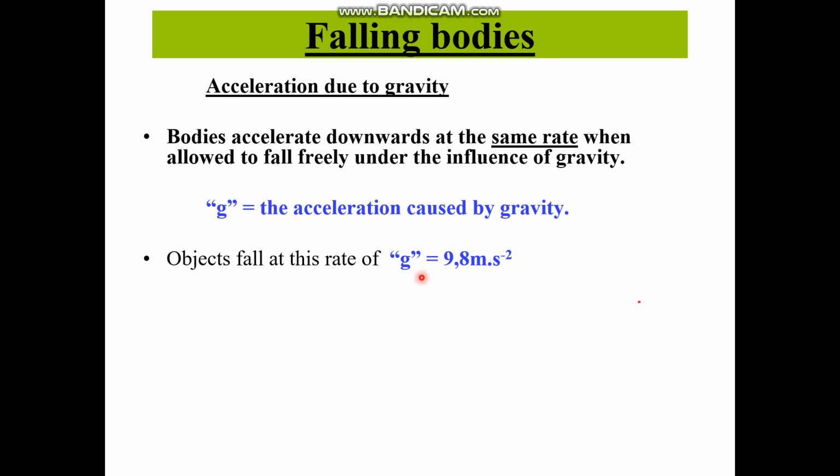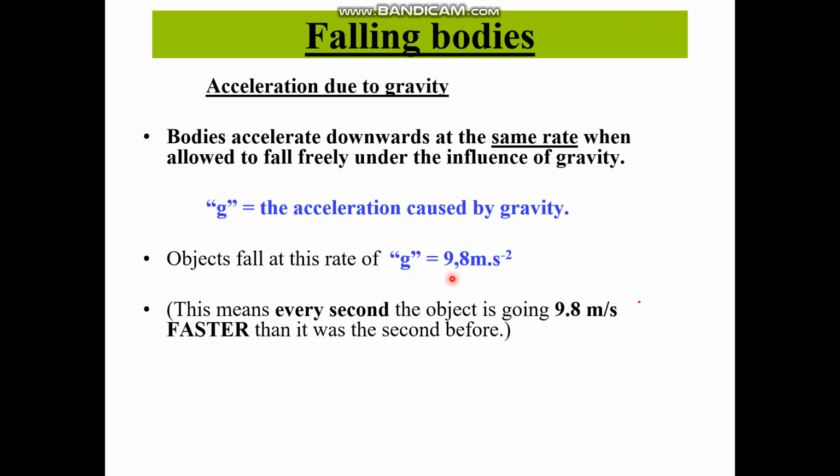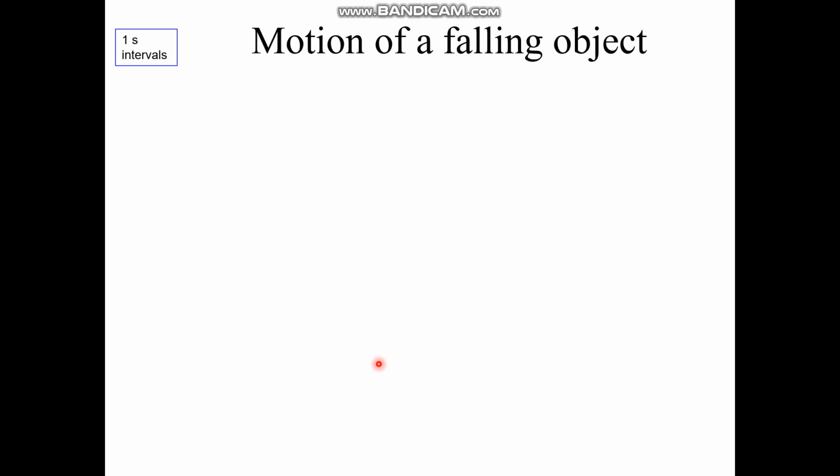So we want to explore this value of 9.8 meters per second squared a little bit and see what in fact it means. I think the best way to understand it is that it means basically that every second the object is going to go 9.8 meters per second faster than it was the second before. Alright, so I've got a little example here to help us work through that.